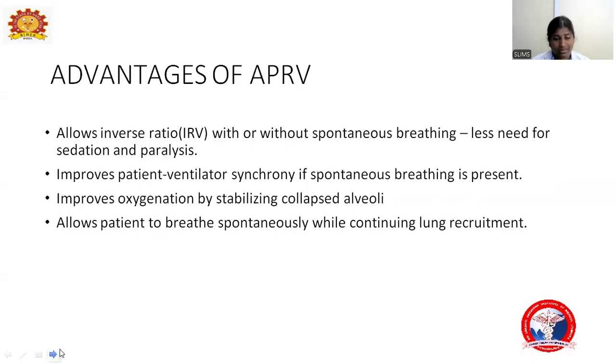Advantages we have already said, but the advantages being it will allow inverse ratio with or without spontaneous breathing, which means there is less need for sedation and paralysis, and improves patient ventilatory synchrony if spontaneous breathing is present, and improves oxygenation by stabilizing collapsed alveoli, and allows the patient to breathe spontaneously while continuing the lung recruitment.